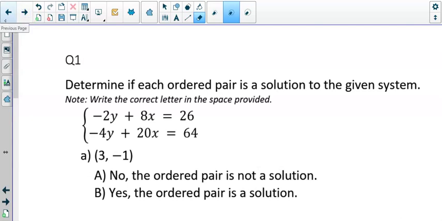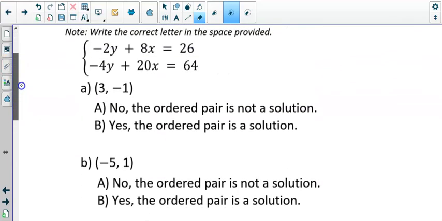So this whole exam is all about chapter 2 and chapter 3, which is systems, and then a little bit of long division, and then the rest is factoring. So question number 1 says, determine if each ordered pair is a solution. You got, I believe, 2 parts to this, A and B.